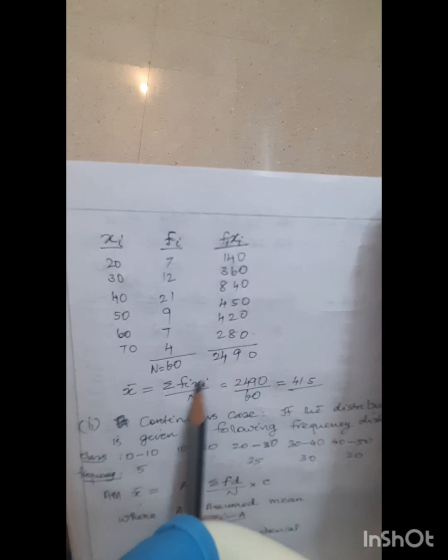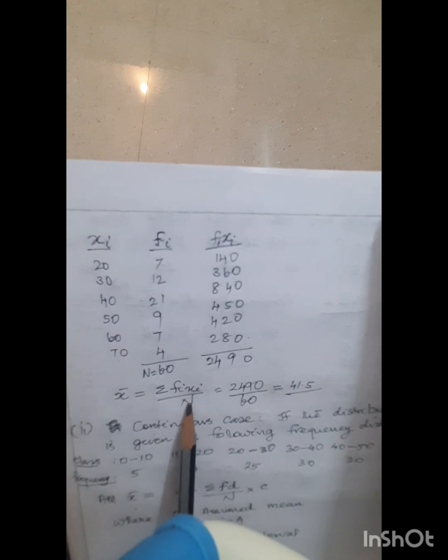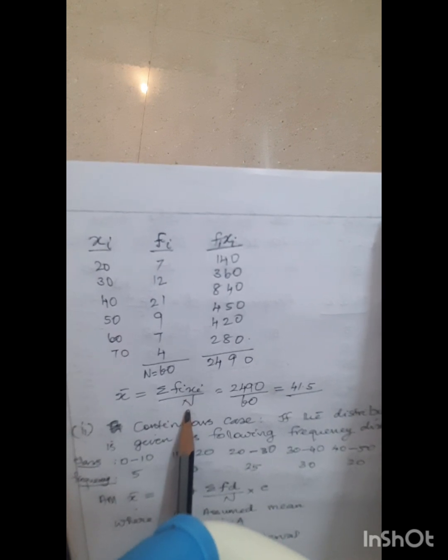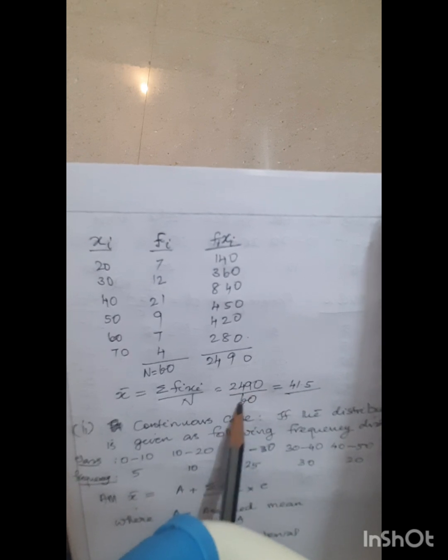Then add up all that. It gives 2490 as sigma fi xi. Then x bar equal to sigma fi xi by n for the discrete case. That is, this value 2490 by 60 gives you 41.5.